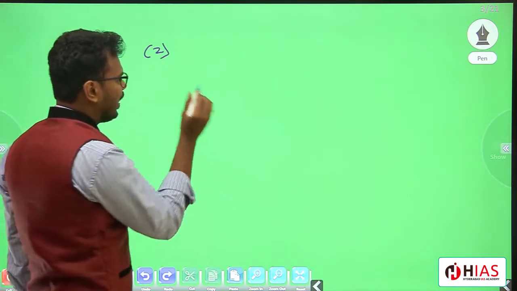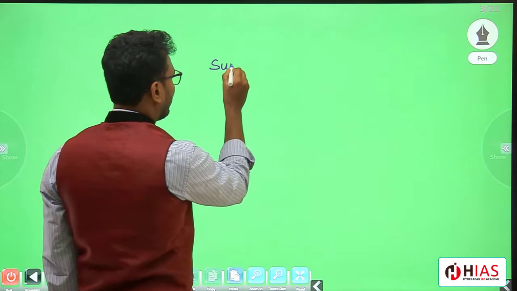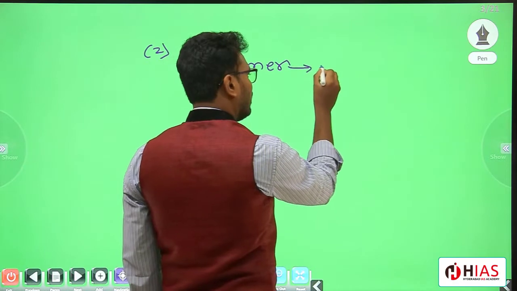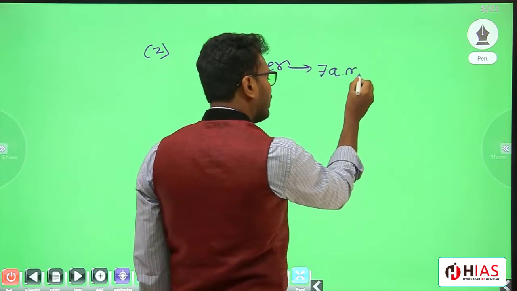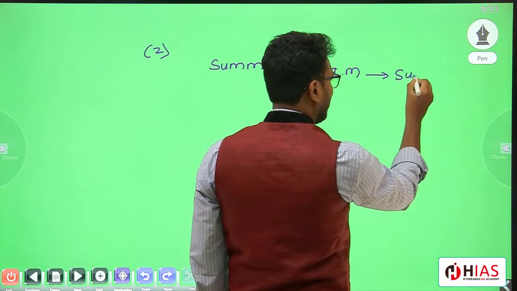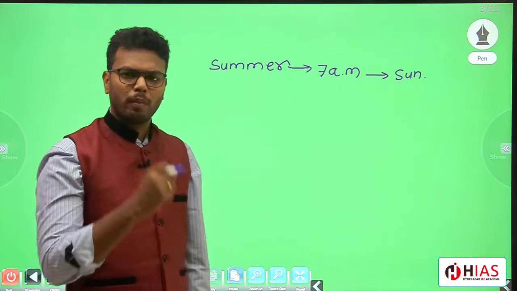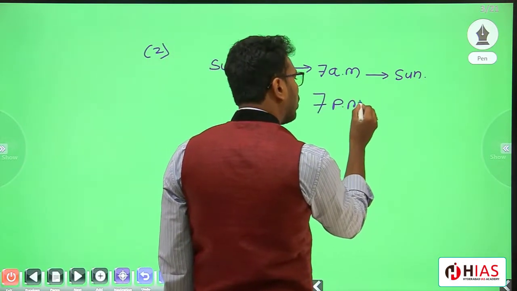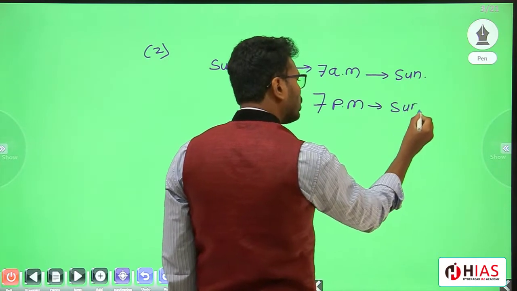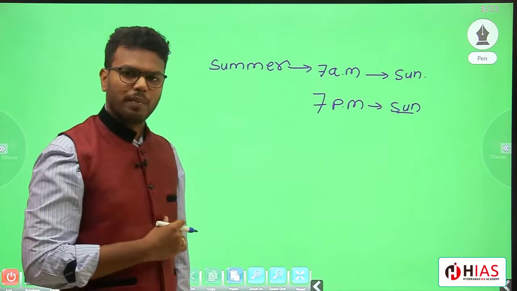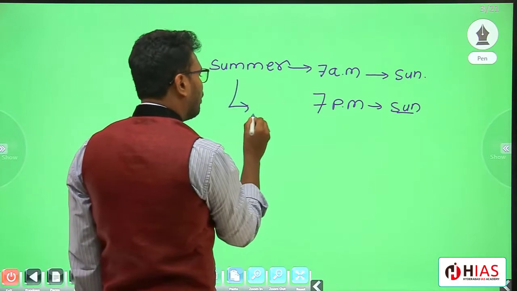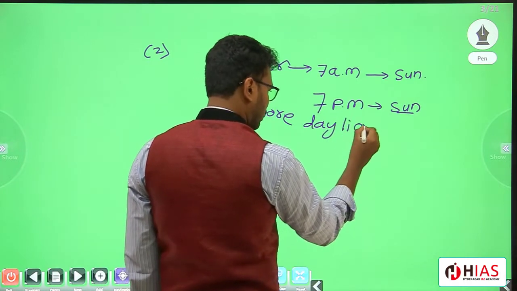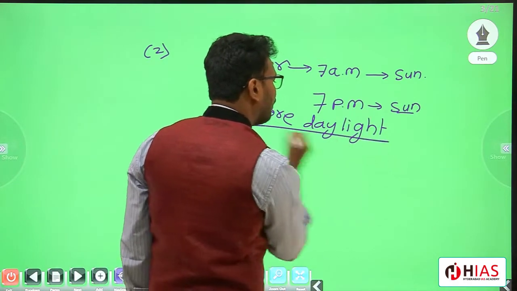And the next thing is that, guys, just take the example of the summer season. If I ask you, in the summer season, 7 a.m. in the morning, you are able to see sunlight very clearly. Yes or no? Even at 7 p.m. in the evening, you are able to see the sunlight is present because it is the summer season. That is why you can experience more daylight.